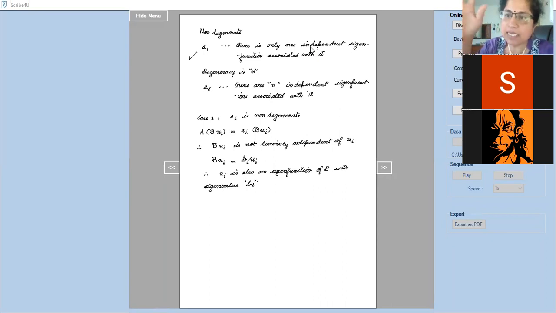Did you understand that when A is operating on this new mathematical function B of UI, it is again having an eigenvalue AI? Did you understand that? Yes, ma'am. That you have understood. So this statement is clear to you? Is there anybody else who has not understood this statement itself? Any confusion with respect to that?